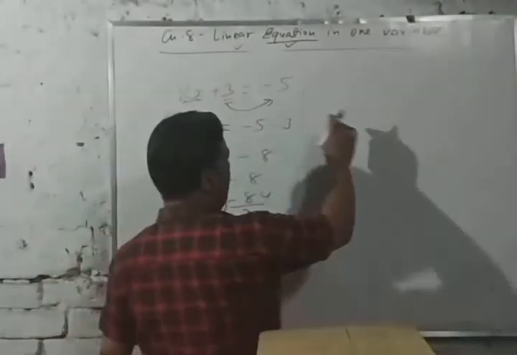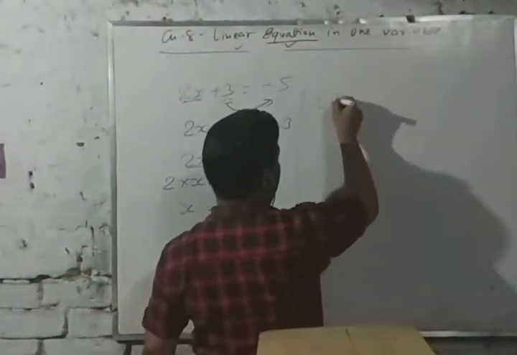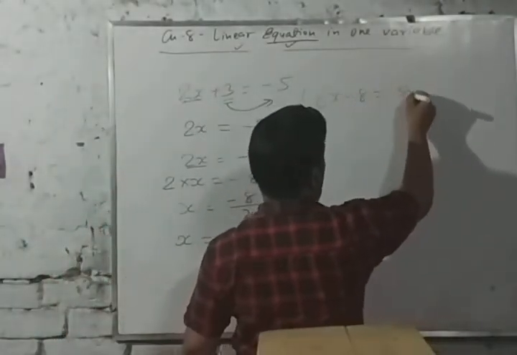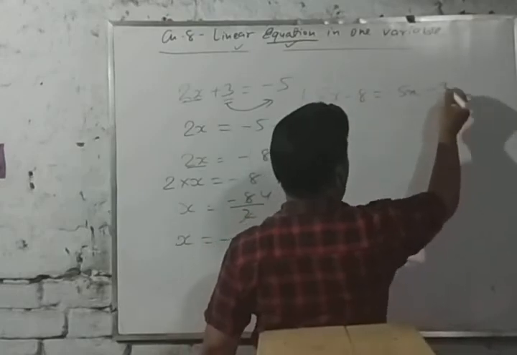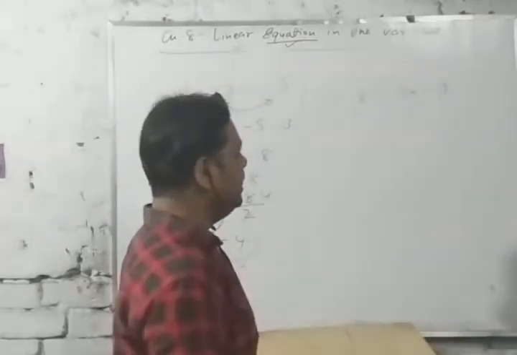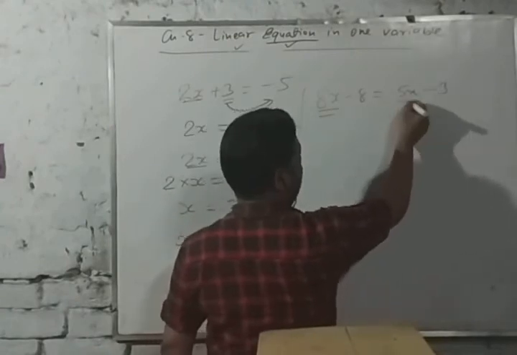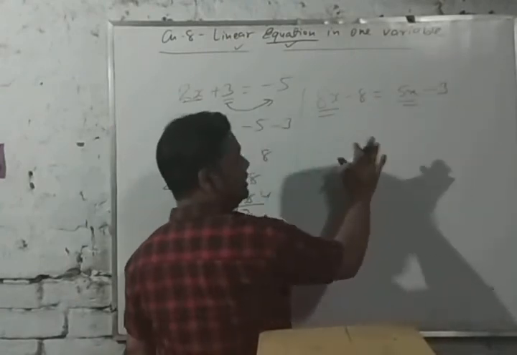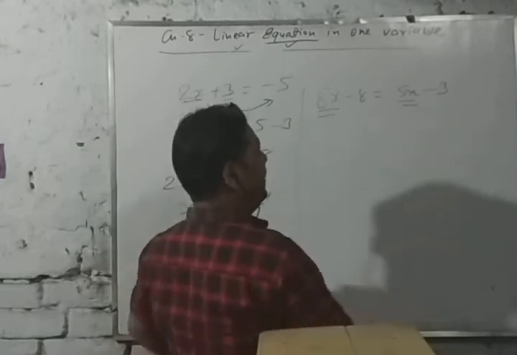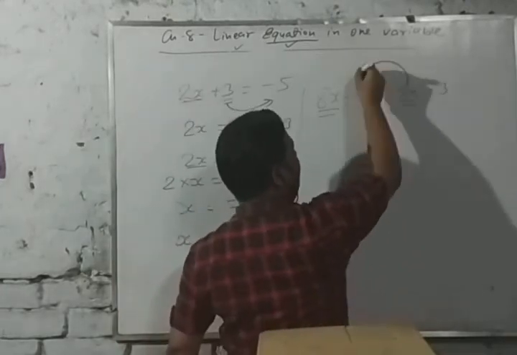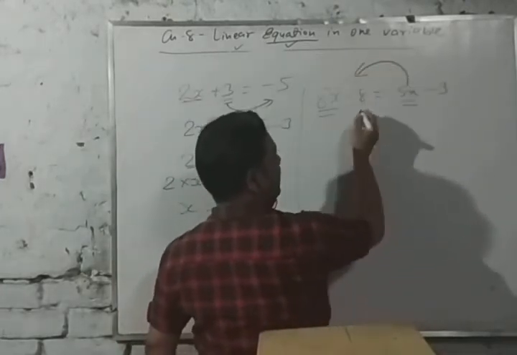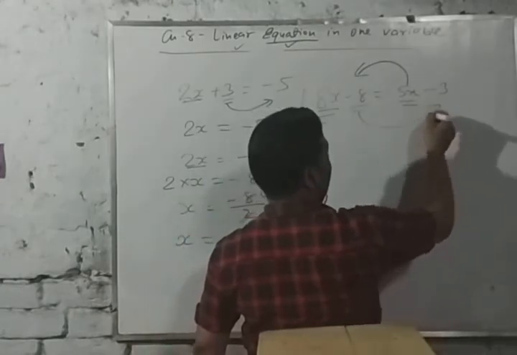Okay, let's solve one more question. 8x minus 8 is equal to 5x minus 3. Now here you can see this is the variable, but this is the constant term, and this is the variable, and always keep the variable on the left hand side. That is, we have to take 5x to this side and minus 8 to this side.